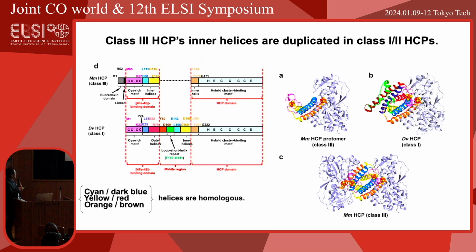When we compare cyan and dark blue helices, the sequences of these helices are very similar. Also, this kind of similarity is found between yellow and red, and orange and brown. This means these helices could be duplicated during the evolution from the class 3 HCP to class 1 or class 2 HCPs.